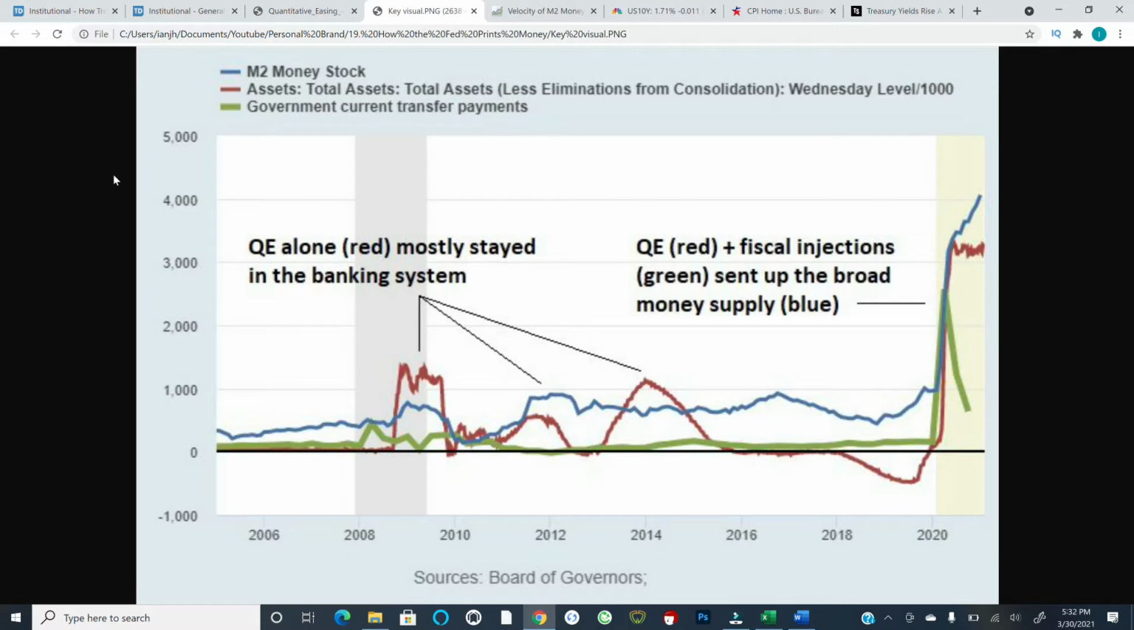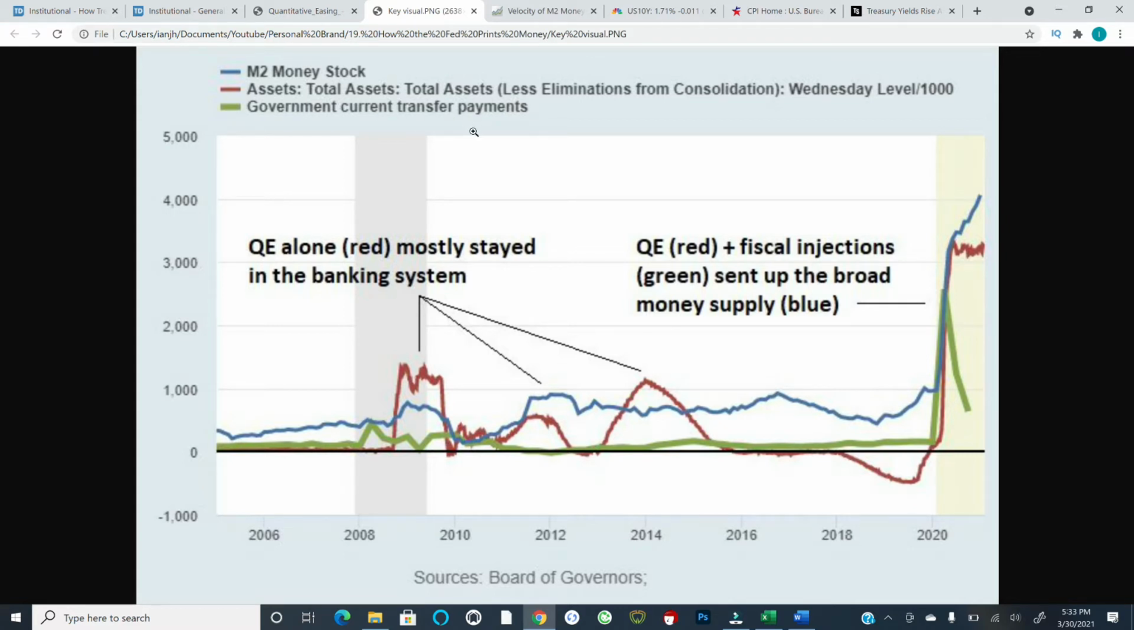I first saw this from Lynn Alden. I'll link her Twitter in the description down below. But what this is showing is three different measures. In the blue, we're showing M2 money supply. So this is basically the currency unit circulating in the economy, in this case, the U.S. The red line represents the total assets on the Federal Reserve balance sheet. And then the green line represents government current transfer payments.